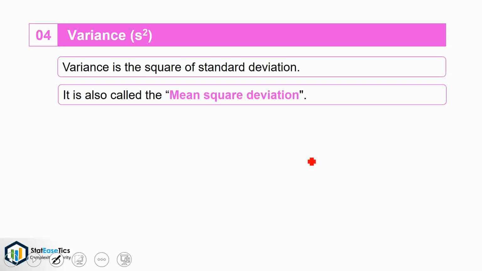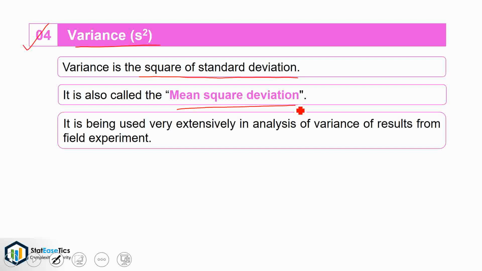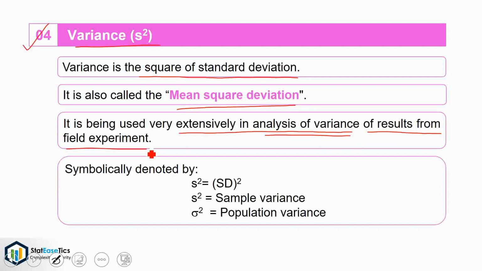Now, let's see the fourth measure of dispersion, variance. Variance is the square of standard deviation. It is also called the mean square deviation. It is being used very extensively in analysis of variance of results from field experiments. Symbolically, it is denoted by S square or SD square, where small s square is for sample variance and sigma square for population variance.